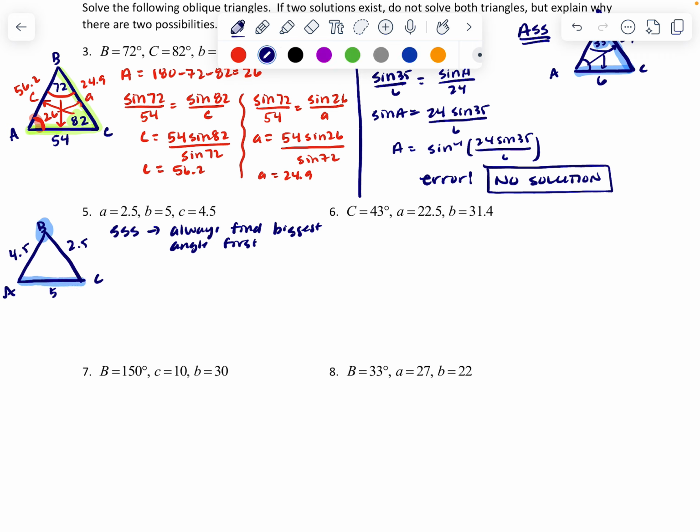Now on this one, I do not have an angle on the opposite side, so I have to use law of cosines. Because I'm looking for angle B, I'm going to use the one that starts with b squared equals a squared plus c squared minus 2ac cosine of b. Plugging that in, I get 5 squared equals 2.5 squared, little a, plus 4.5 squared, little c, minus 2 times 2.5 times 4.5 cosine of b.